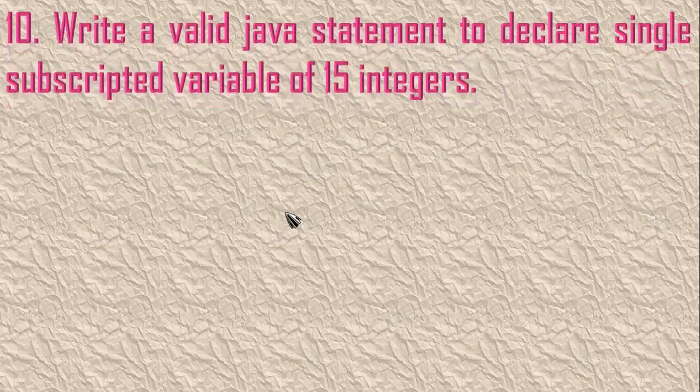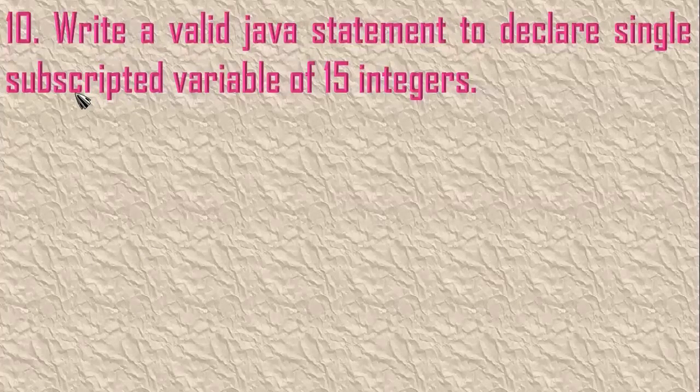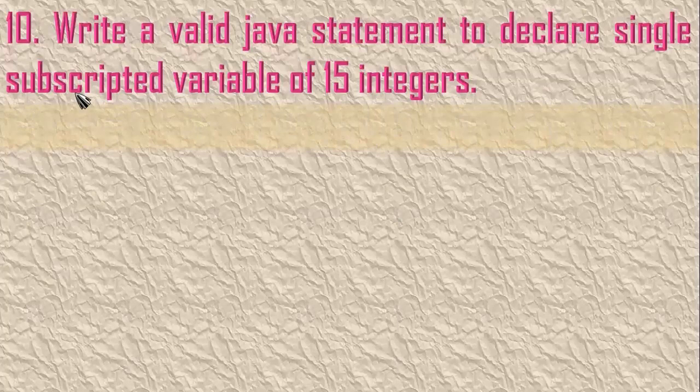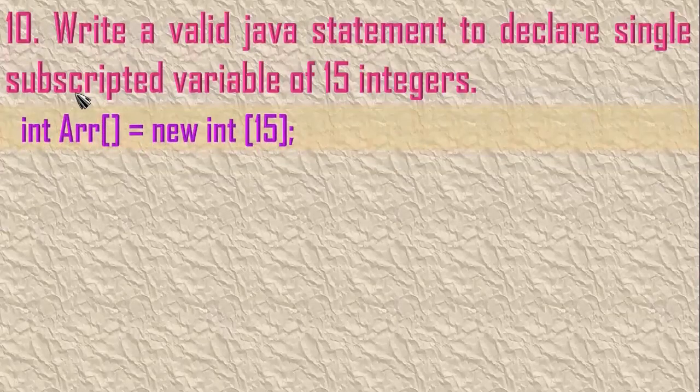Next question. Write a valid Java statement to declare a single subscripted variable of 15 integers. Single subscripted means it is a single dimensional array, so a single index value is available. Of 15 integers means the array length will be 15. So we will write a Java statement to declare an integer type array of 15 size.